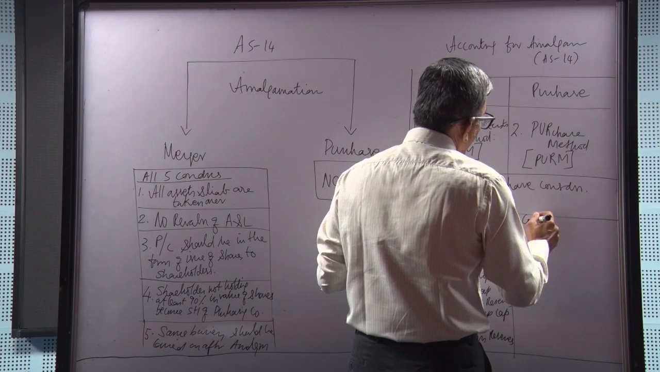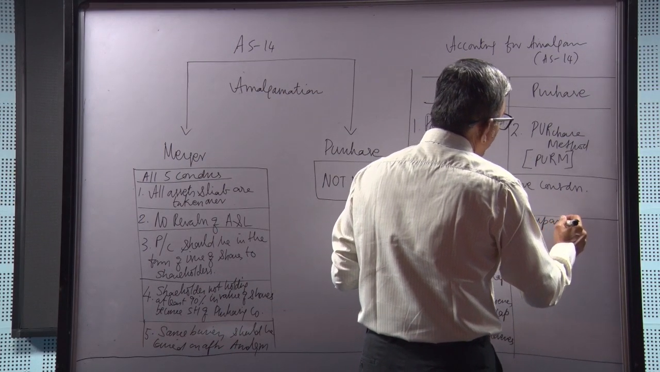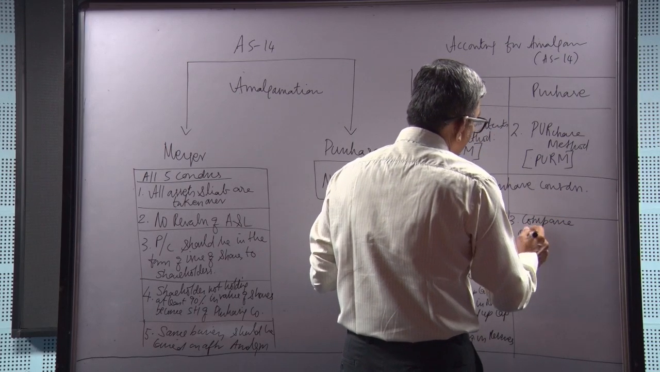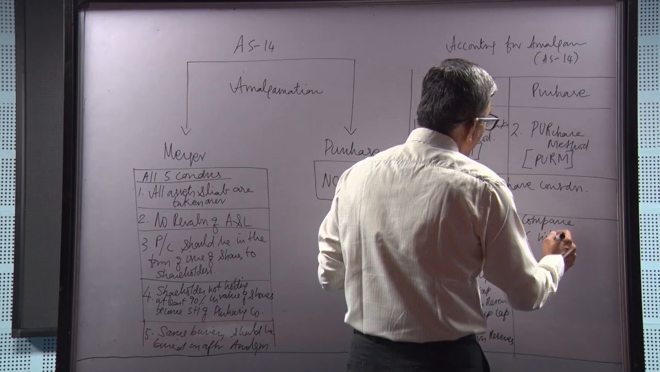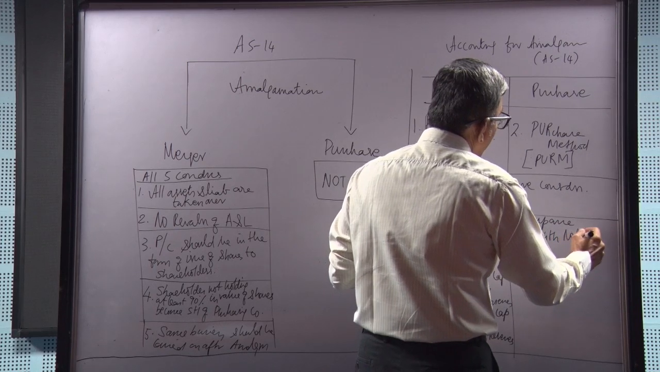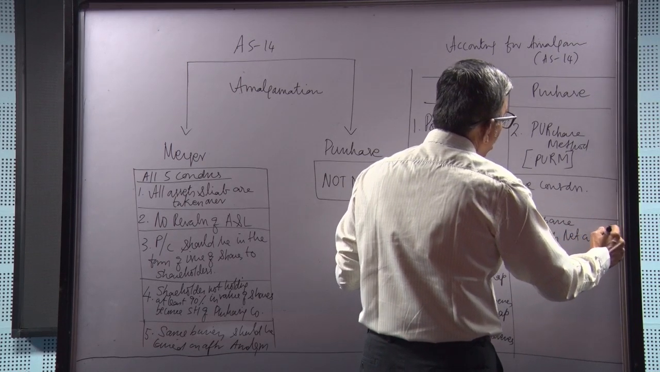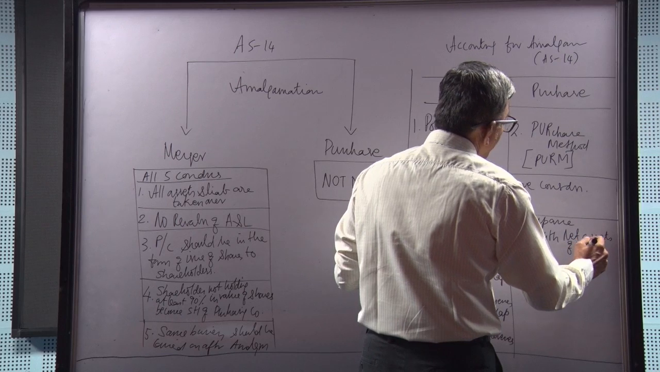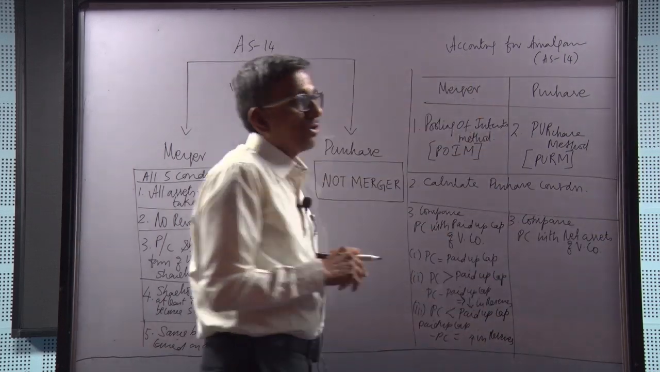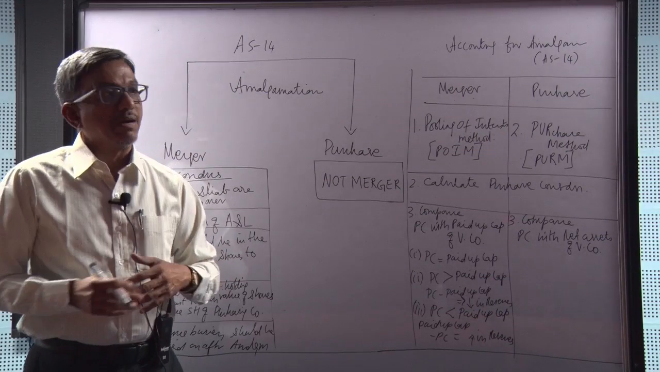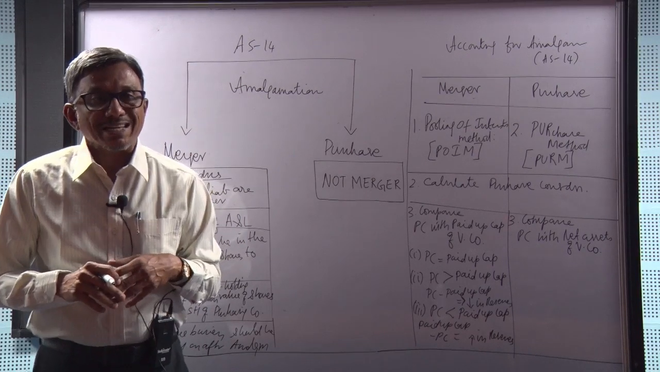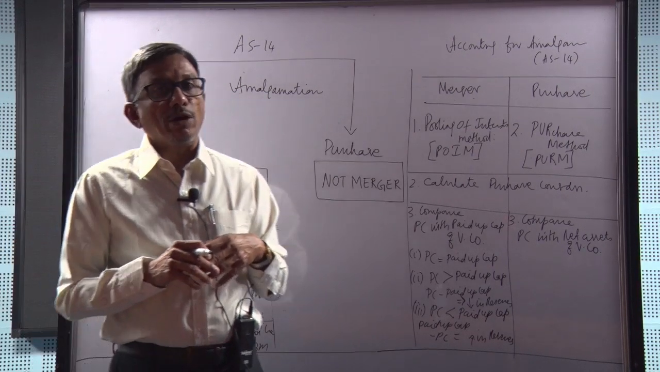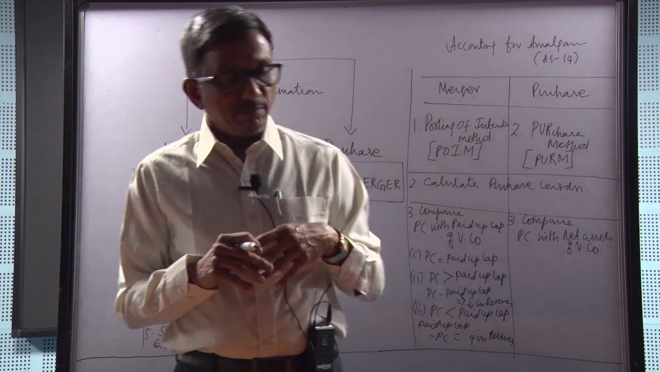In the third step, you have to compare purchase consideration with net assets of the vendor company. How to calculate net asset? It is nothing but the difference between the assets taken over minus liabilities taken over.